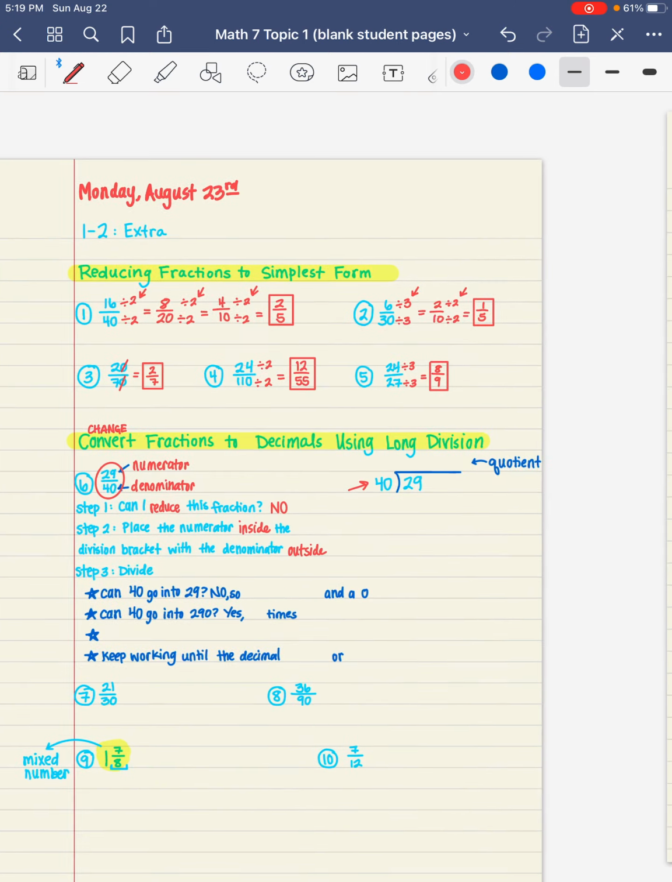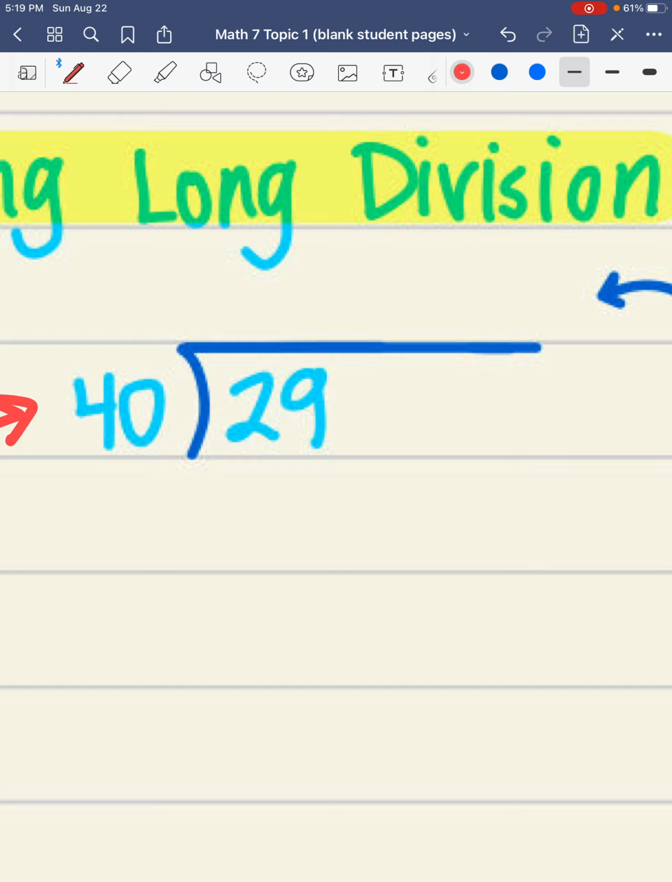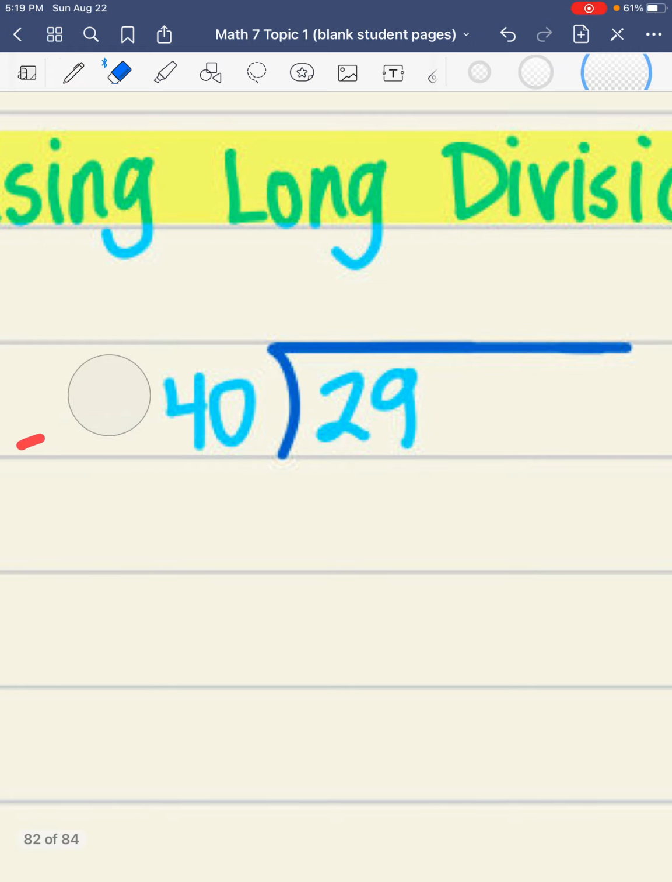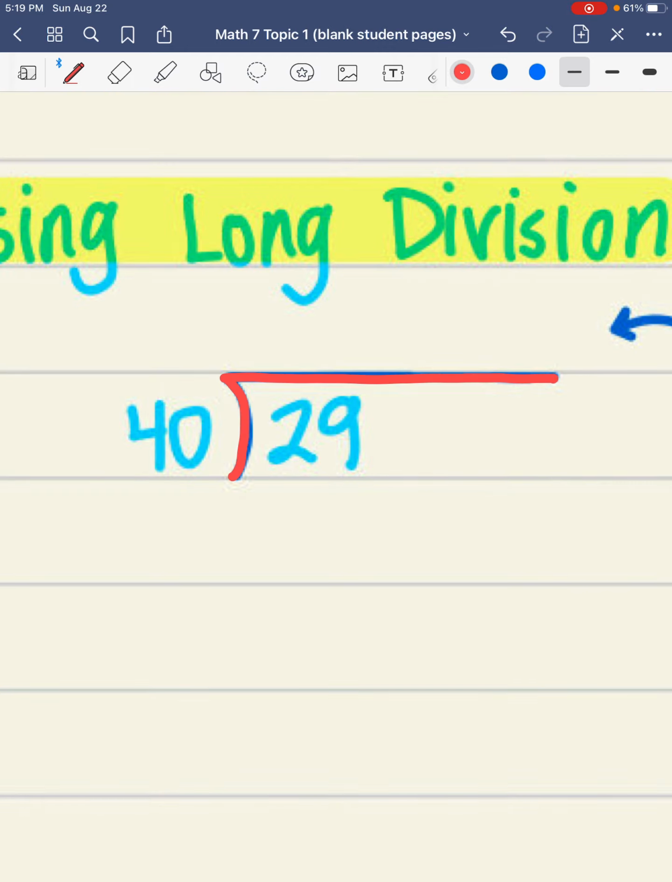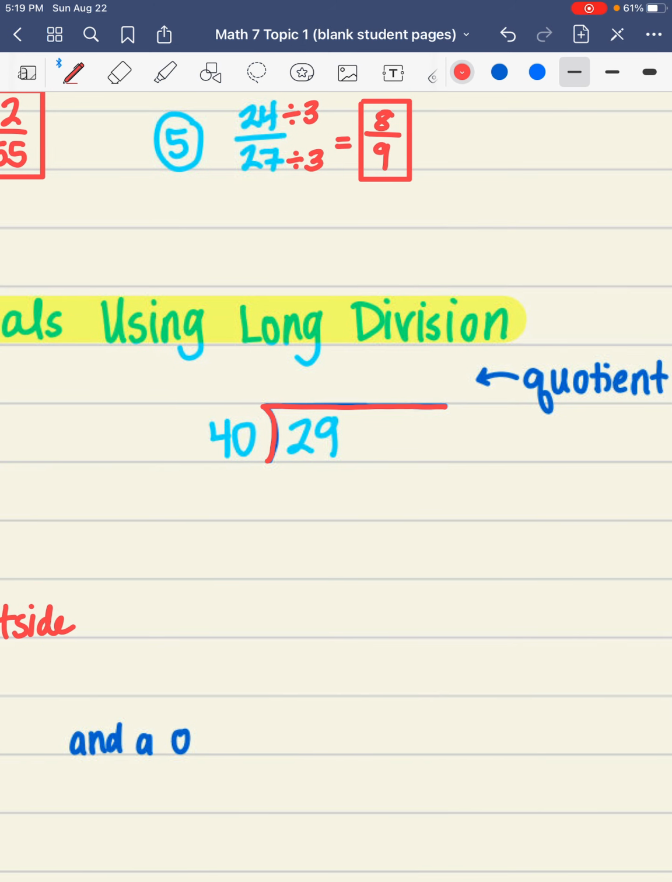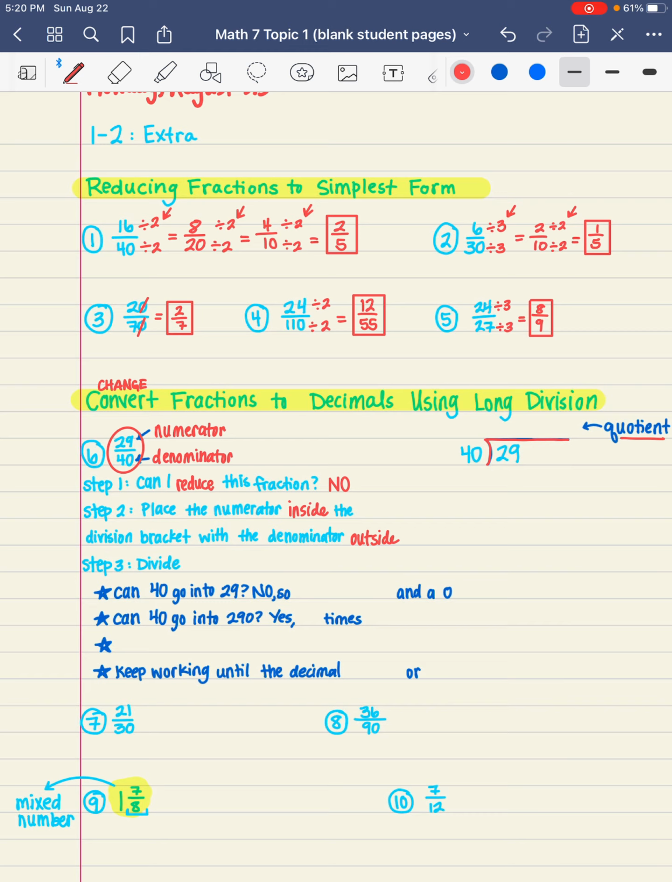Okay, so now we're ready to divide. And I want to point out that we have this division bracket. This division bracket is this funny looking thing right here. Okay, and our quotient is going to be our answer, and our quotient will end up being on top. Okay, so the first question I'm going to ask is, can 40 go into 29? And that answer is no. So I'm going to add a decimal.